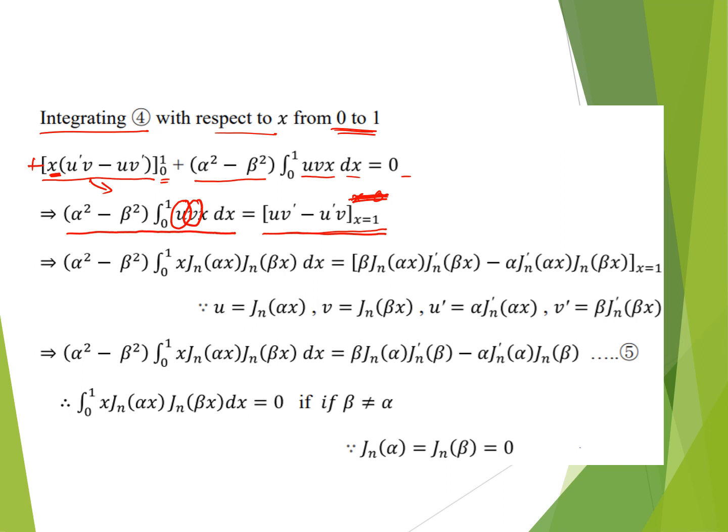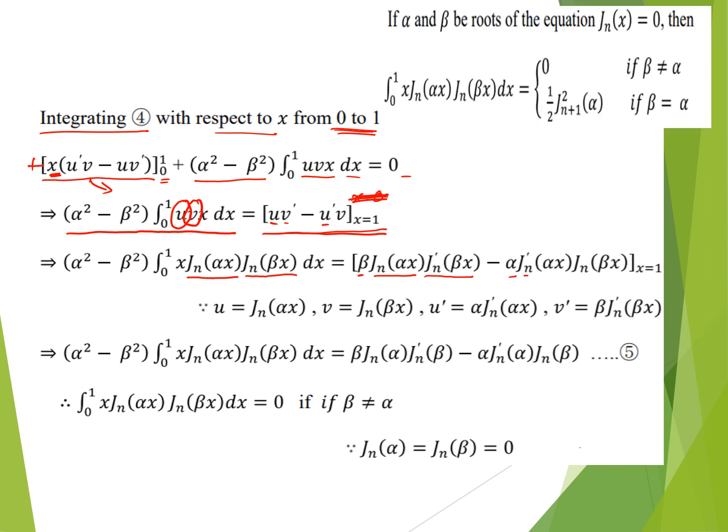The value of u is Jn(alpha x), and the value of v is Jn(beta x) dx. Now for the right side, u value is Jn(alpha x), and the derivative of v, because it is a function of x, so beta is over here, Jn dash (beta x), minus the derivative of u, that means alpha Jn dash (alpha x), and the value of v is Jn(beta x) for x equal to 1.